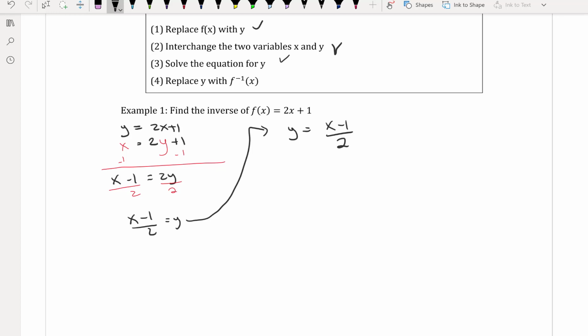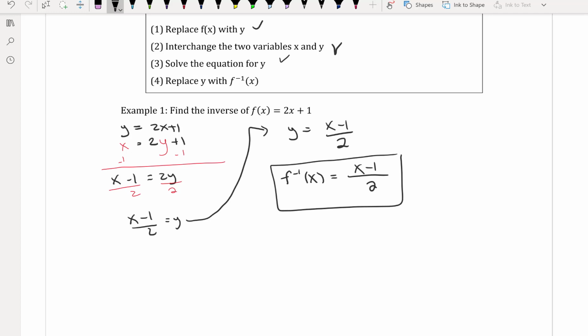Now that last step, which is probably the most important, is you're going to replace that y with the proper notation. That proper notation is f inverse of x. So I should have f inverse of x is equal to x minus 1 divided by 2. Okay.